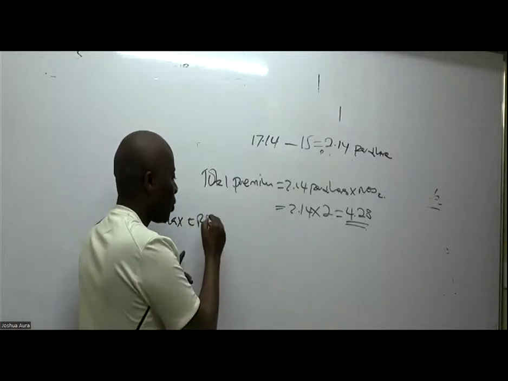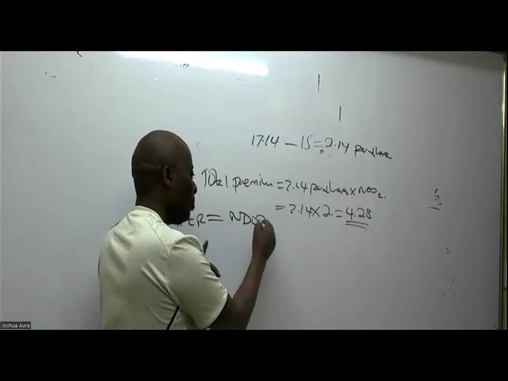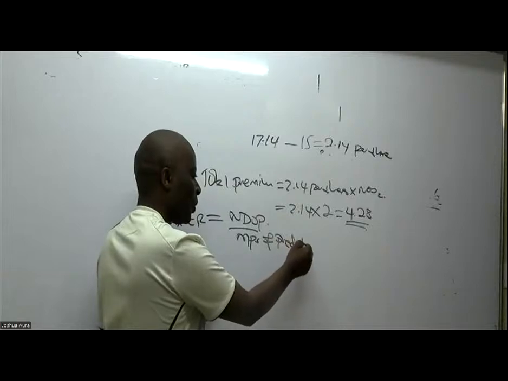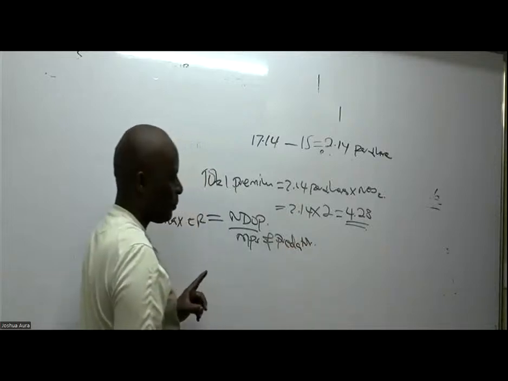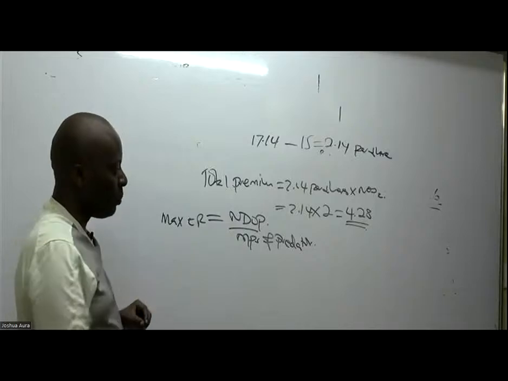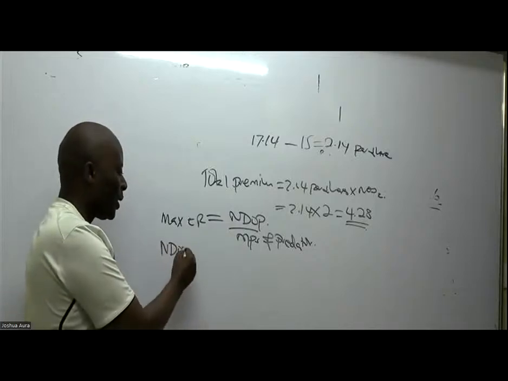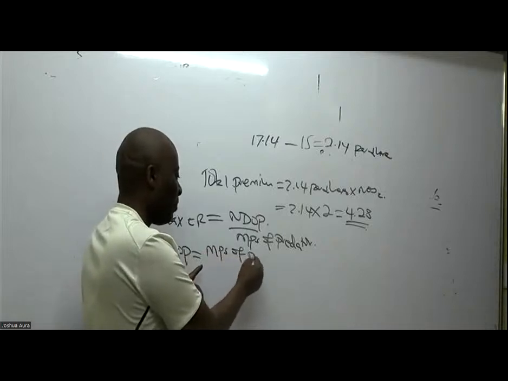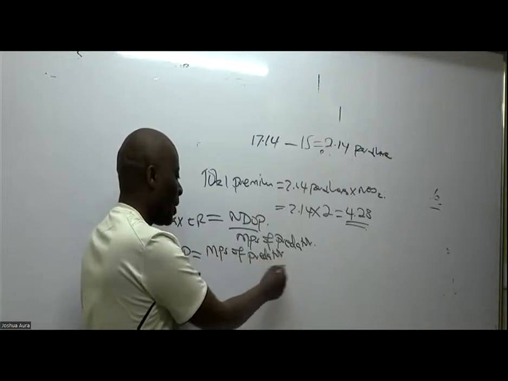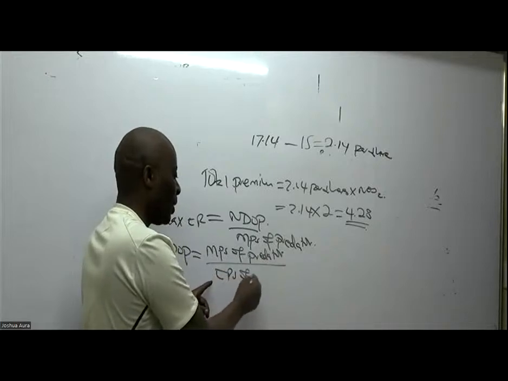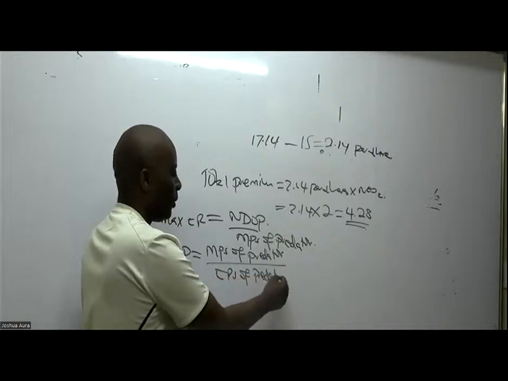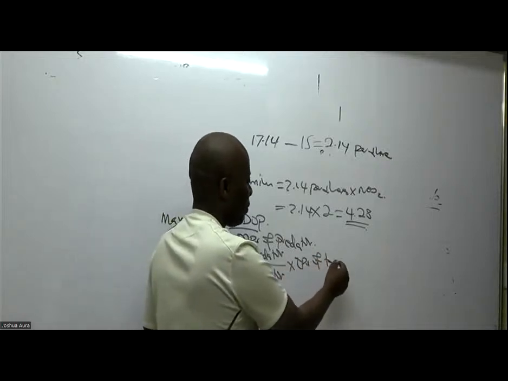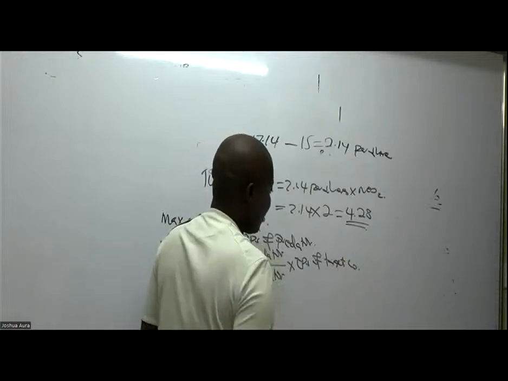And how do you do it? If you're using this formula, it's the non-diluting offer price divided by MPS of the predator, right? And how do we get this non-diluting offer price? We take MPS of the predator over EPS of the predator, times EPS of the target company.